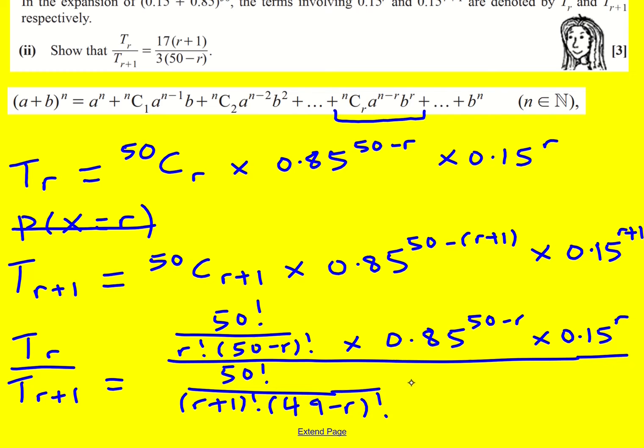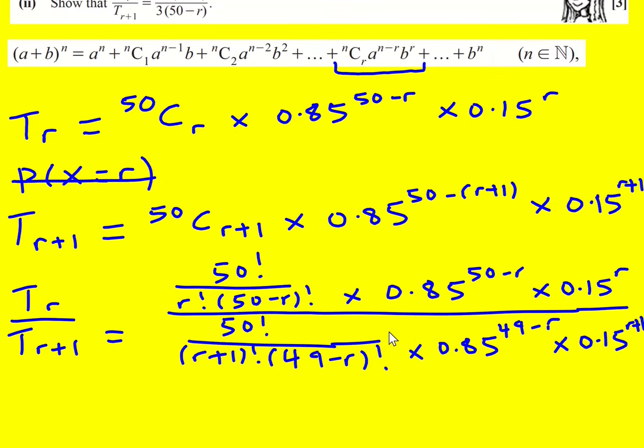This will be a bit clearer for this next part. If I expand this bracket, I would get 50 minus R minus 1. So yes, I'll get 0.85 to the 49 minus R. I've done the same thing really, I just went straight for it here. Times 0.15 to the R plus 1. Okay, that is obviously not simplified to what we need, but we're on our way now.